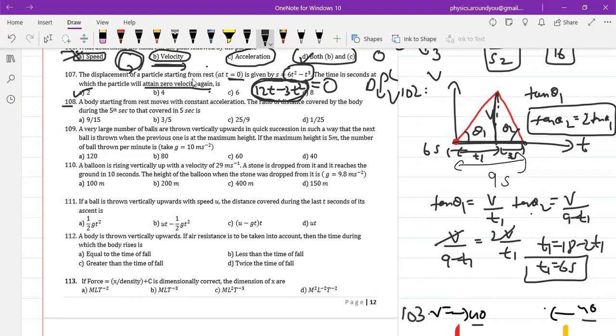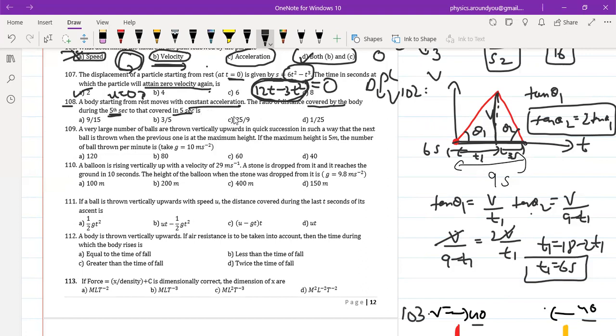Question number 108. Interesting. Ratio of distance covered by the body during the fifth second to that covered in 5 seconds. Okay. So we know the formulas for both of them. u is anyway 0, a not given. So how will you find the distance traveled in the fifth second? Sn equal to u plus a by 2 into 2n minus 1. Distance covered in the 5 seconds is ut plus half at square. Divide them and find the ratios.